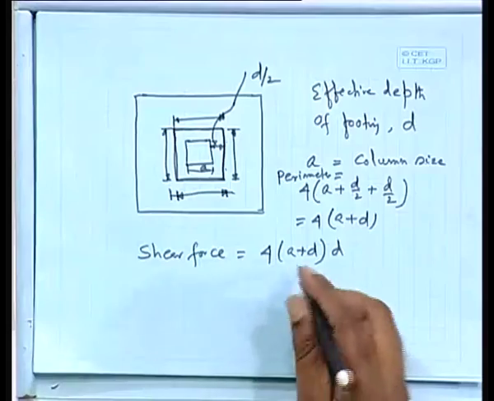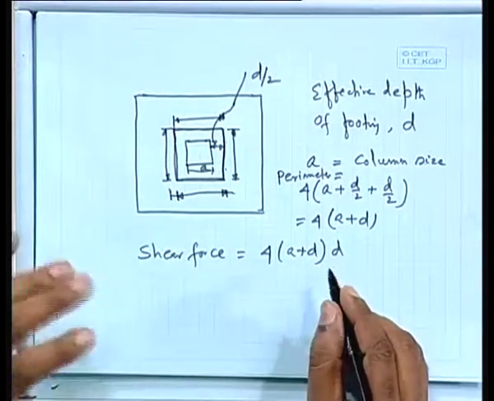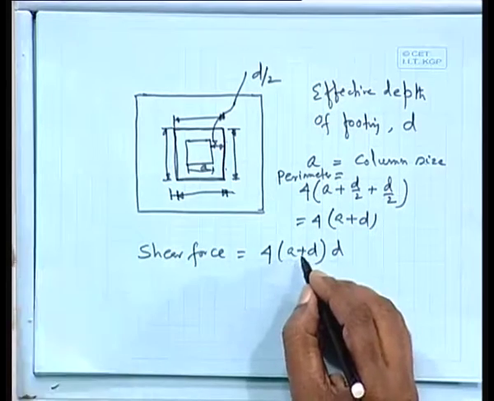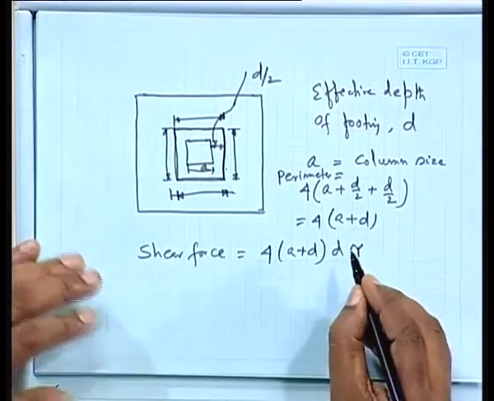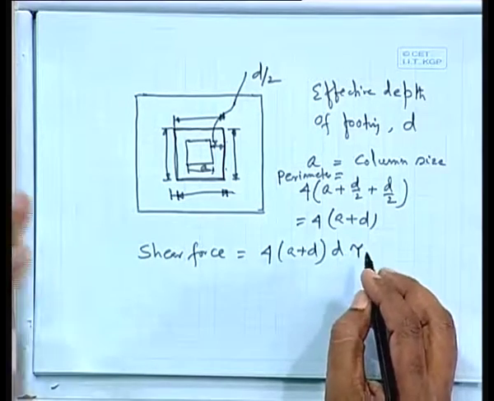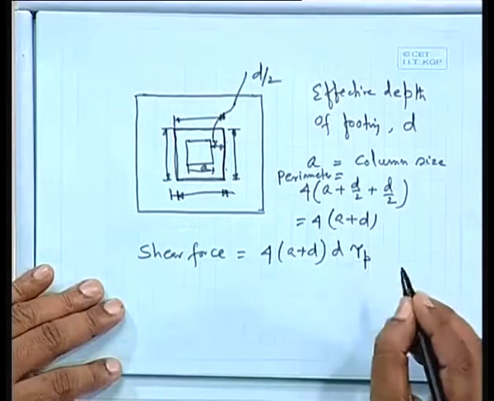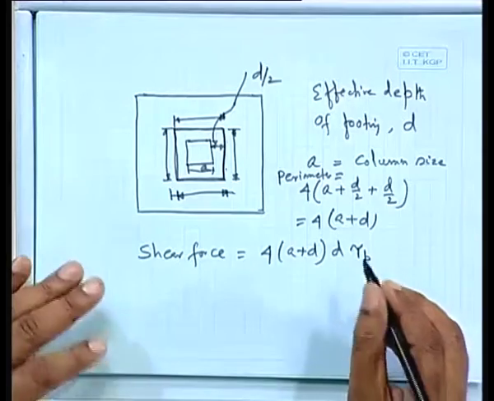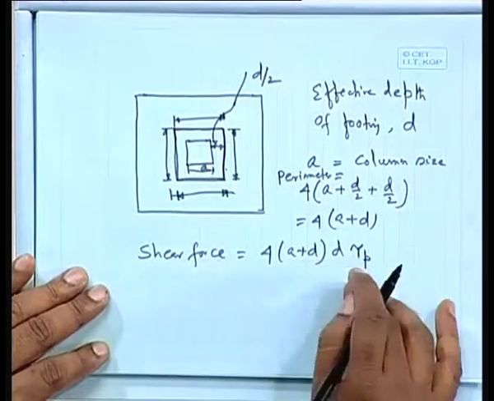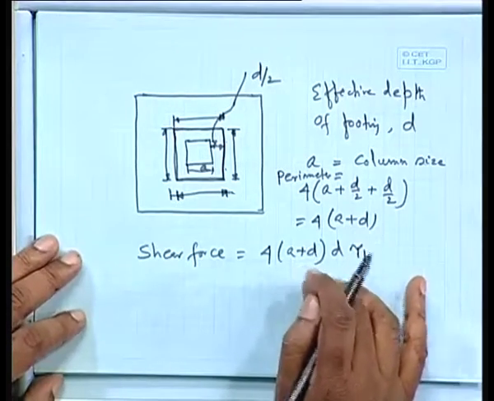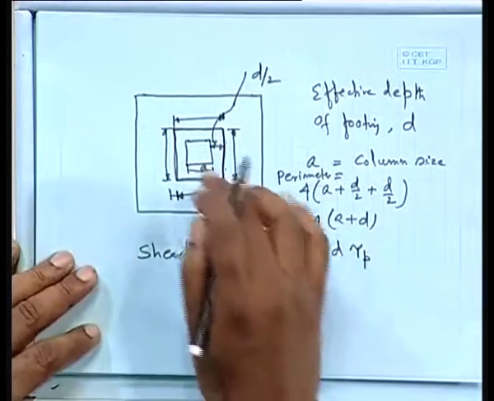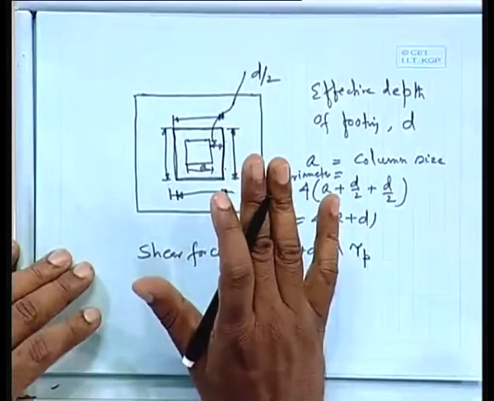So that's what I have written here. 4 times A plus D, we are talking say square footing. So 4 times A plus D times D times the allowable punching shear, let us say tau P. Tau P is the allowable punching shear. So this one will give the shear resistance, and that should be equal to or greater than whatever your column load.